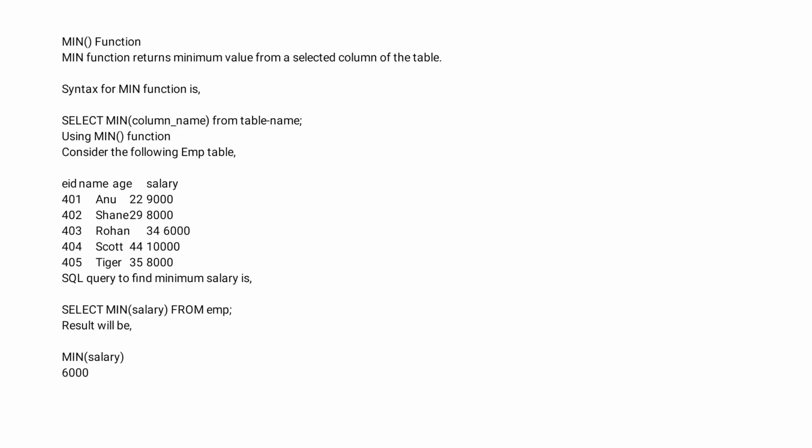Okay, so the next one is minimum. I already told you both minimum and maximum functions apply only on numeric columns. Here we are applying the minimum function on the salary column. The minimum salary is 6,000. See the table: 403 is earning 6,000 salary.